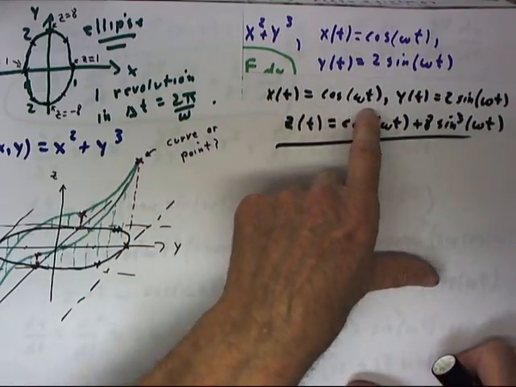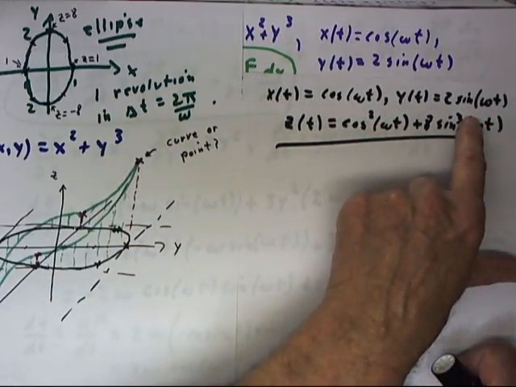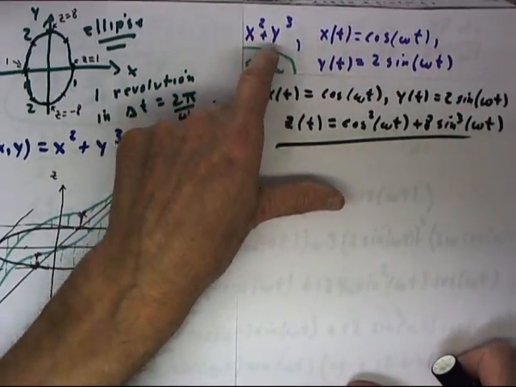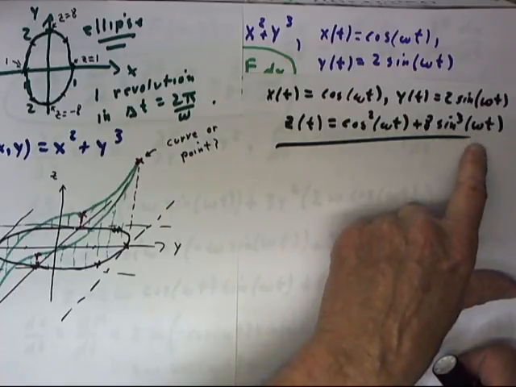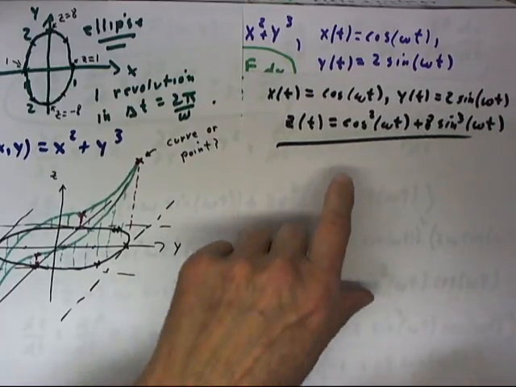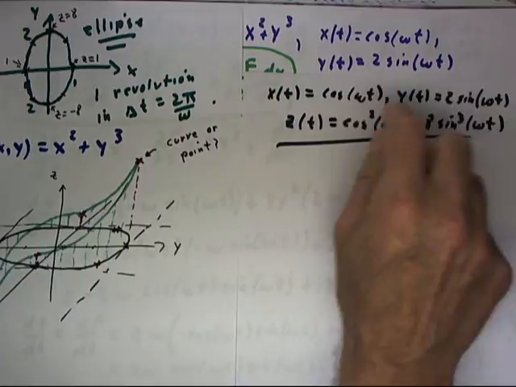x of t is cosine omega t, y of t is 2 sine of omega t, and z of t, which is x squared plus y cubed, is, as we've seen, cosine squared omega t plus 8 sine cubed of omega t. I think I said that right. Anyhow, it's written correctly.